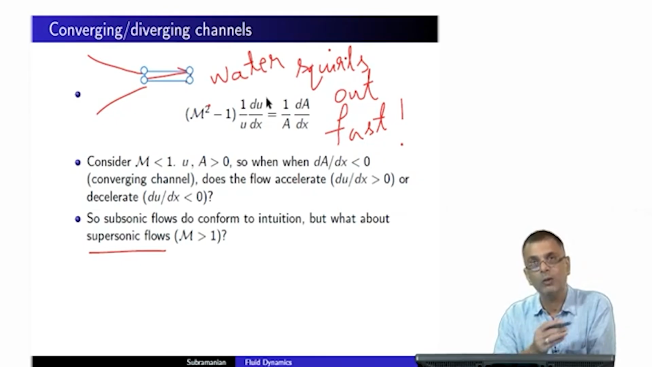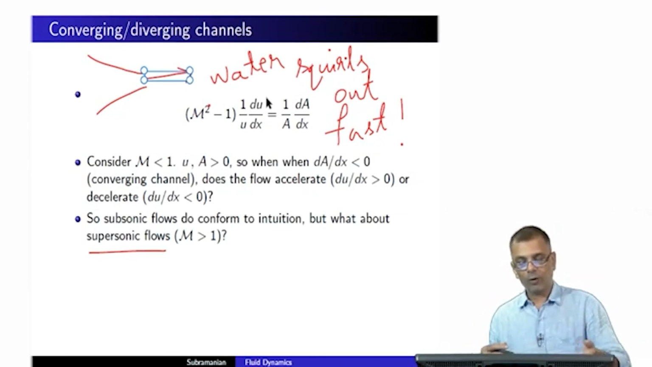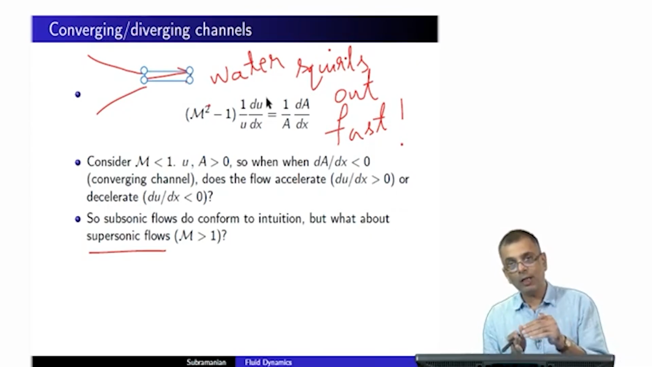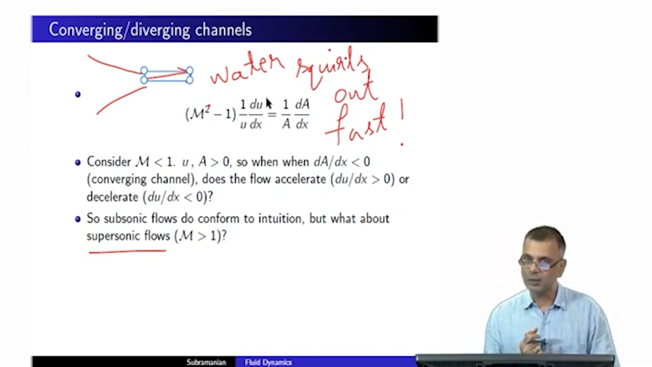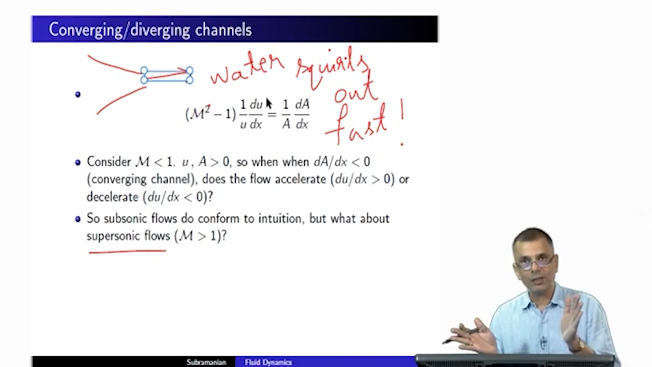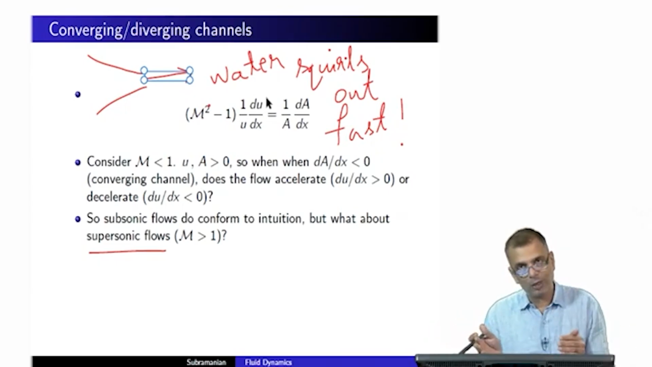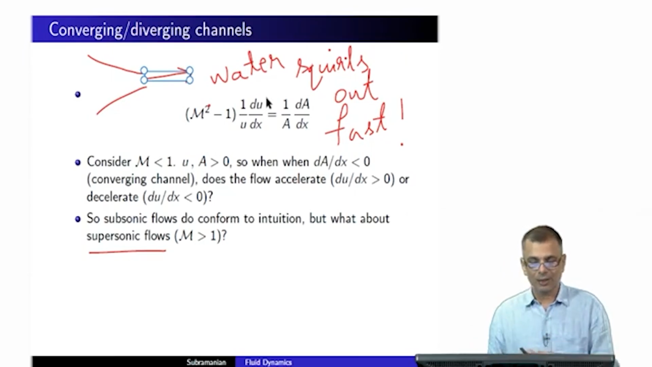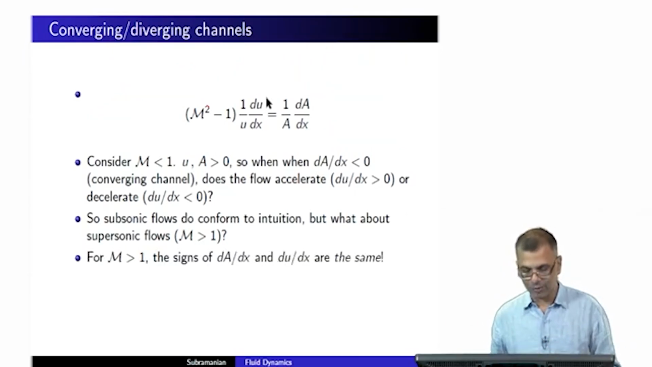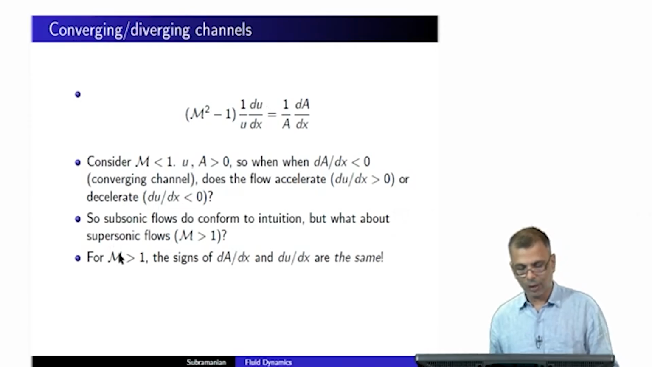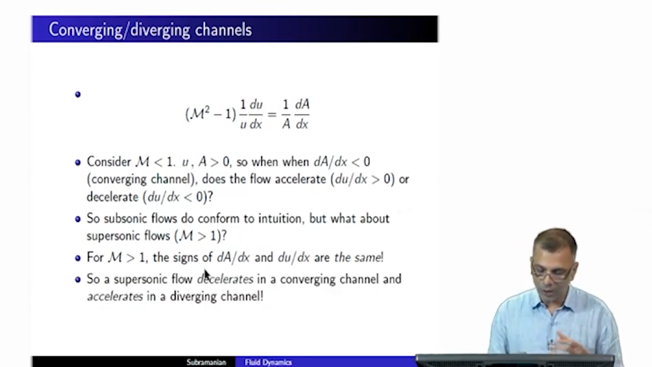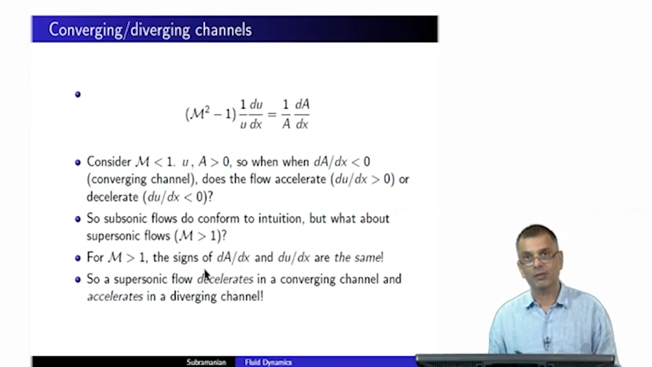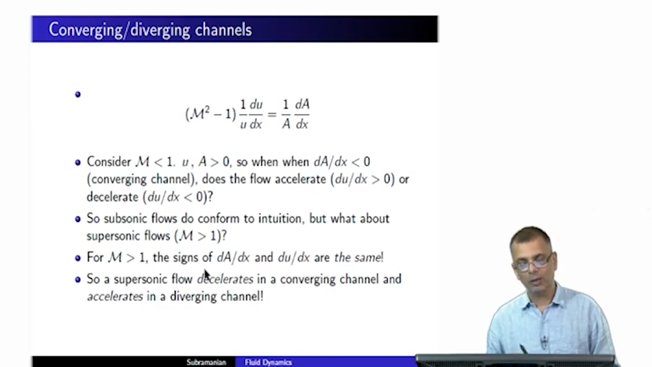So for supersonic flows, if the flow here was supersonic and you pinch the nozzle, the flow actually slows down. Very strange. Does not conform to intuition. That's the reason we're talking about it here. And in a diverging nozzle with a supersonic flow, the flow actually accelerates. du/dx is greater than 0. So for Mach number greater than 1, the signs of dA/dx and du/dx are the same. A supersonic flow decelerates in a converging channel and accelerates in a diverging channel. This is really strange, and it does not conform to intuition.